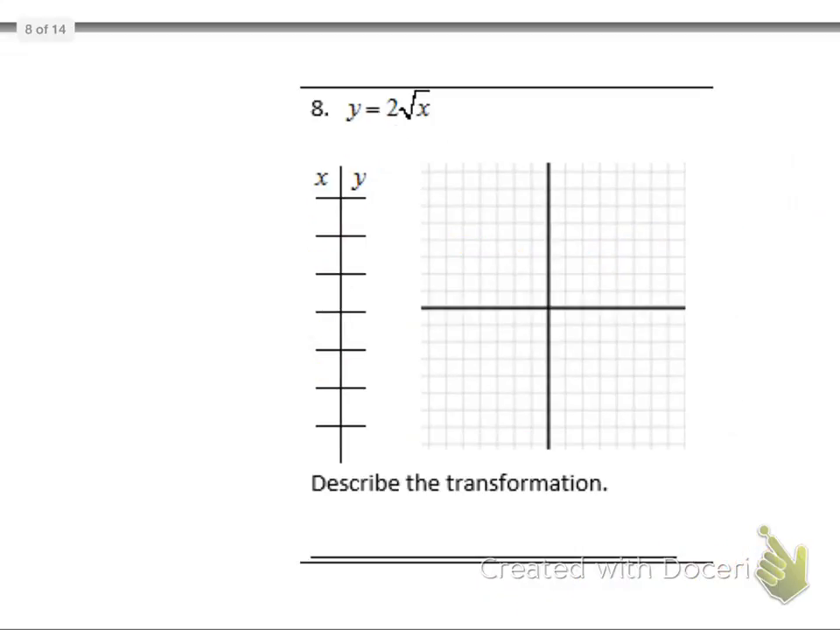Okay, if there's a number in front, so if your number in front is bigger than 1, it is going to stretch it this time. So it should get fatter, your points will get farther away. If it's less than 1, so a half, it's going to shrink it. It's going to get smaller, or your points are going to get closer together. So I'm going to do -2, -1, 0, 1, 2, 3, 4. Okay, so I got y equals 2 times the square root of x.